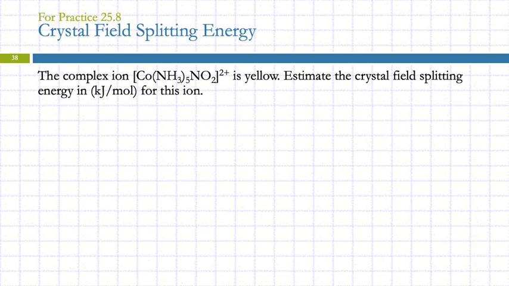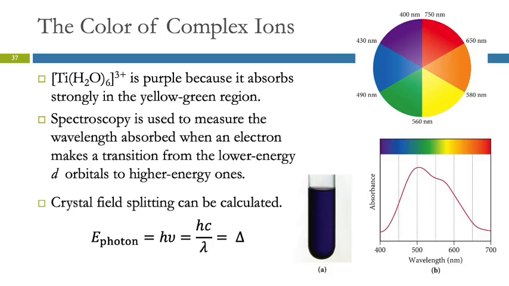So this complex ion is yellow. Estimate the crystal field splitting energy in kilojoules per mole for this ion. So we're going to go back and look at this color wheel. If it is appearing yellow, then what is it absorbing? It's probably absorbing strongly in the purple.